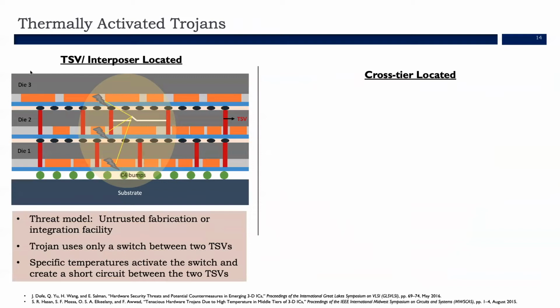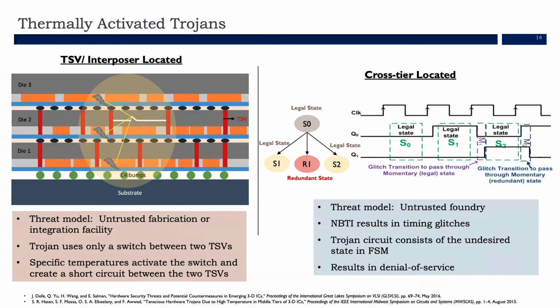In the interposer or TSV located Trojans, the threat model consists of an untrusted fabrication facility or an integration facility. One example of a thermal-based TSV Trojan is a switch that connects between two TSVs, and when the temperature conditions are met, the switch is turned on, resulting in a short circuit between the two TSVs. This short circuit will lead to a denial of service attack or modify the actual functionality of the IC. Coming to the cross-tier based thermal activated Trojan, the threat model is that of an untrusted foundry.